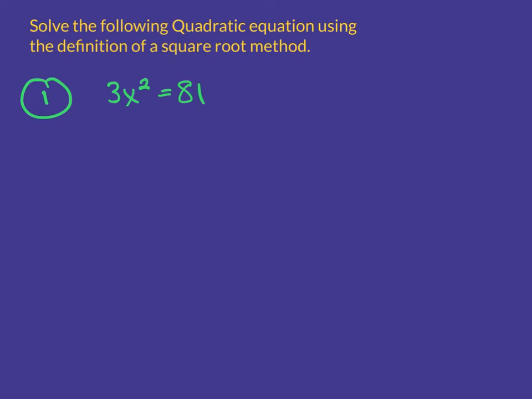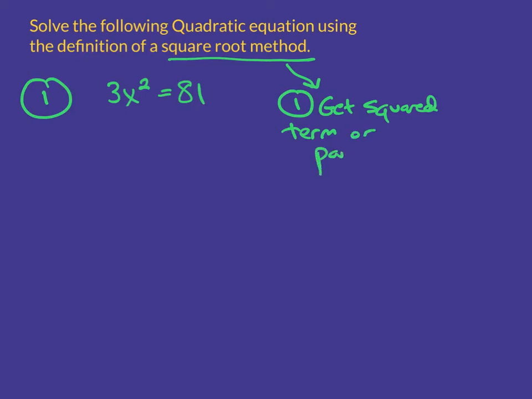14.1, number 1, solve the following quadratic equation using the definition of a square root. And we're going to use the square root method, which the first thing you want to do is get the squared thing, or I'll say term or parentheses, by itself. And when I say get the squared term by itself, really what I mean is the variable. So the x squared, that's the part that we want to get by itself.